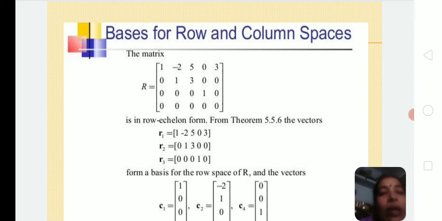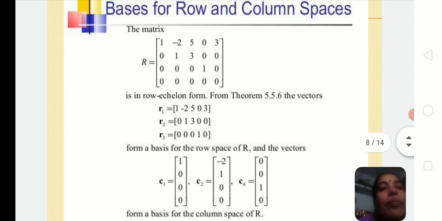These form a basis for the row space of R. And the vectors C1 = 1 0 0 0, the second column C2 = -2 1 0 0, and C4 = 0 0 1 0 form a basis for the column space of R.